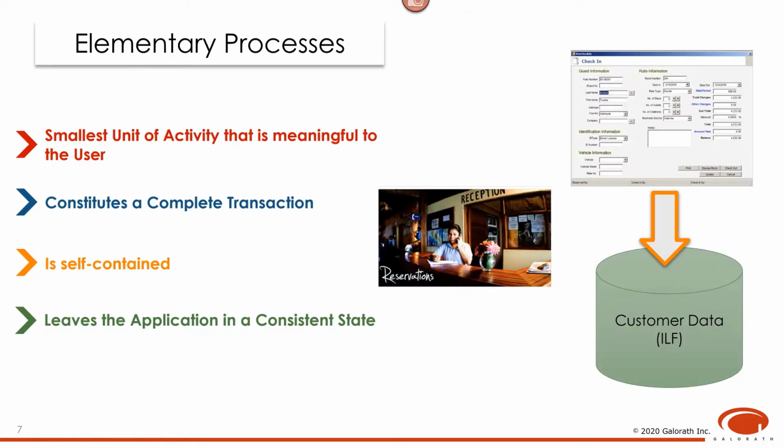A good example of an elementary process is the registration of a customer into the CRM system. This process is meaningful to the user and satisfies a user requirement. It constitutes a complete transaction because all the information about the customer is entered into the system. It is self-contained because no additional steps are required to satisfy the requirement, neither before nor after the completion of the elementary process. And finally, it leaves the application in a consistent state as once the elementary process has been completed, the application stores the data and returns to the consistent state, waiting for the next action from the user.